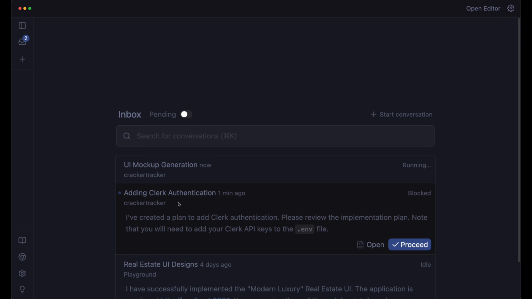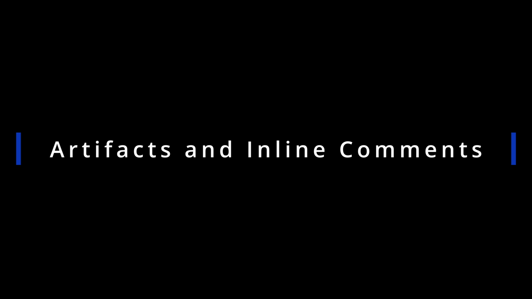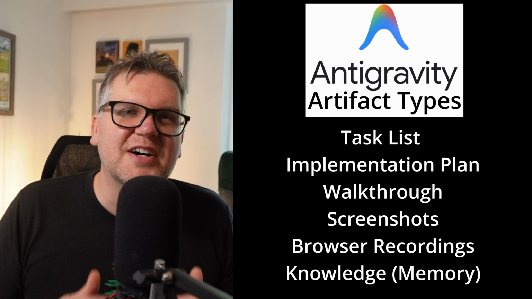Now we see our first inbox entry here. It says adding Clerk authentication, it came back as blocked. So if we go proceed here, and what it's blocked on, it needs the Clerk API keys to continue. And this came in as part of the implementation plan, which is an example of an artifact. Antigravity breaks down these artifacts. So think of these as structured documents the agent produces. And it gives you 6 distinct types, and you'll see these throughout the development lifecycle.